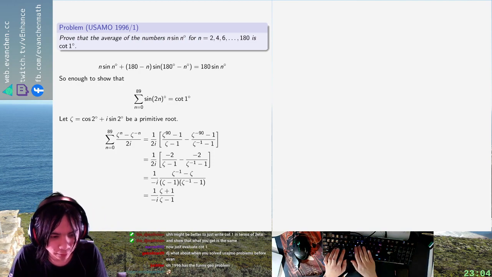So what's the numerator? Yeah, so zeta to the 90 minus 1 plus zeta to the... hang on, which way does it go? It's 1 minus zeta on the bottom. Zeta to minus zeta to 89 plus zeta. Okay, so this is equal to 1 over 2i times zeta to the 89 plus 1. Okay, that's not good, because that's not a real number, so I messed something up.